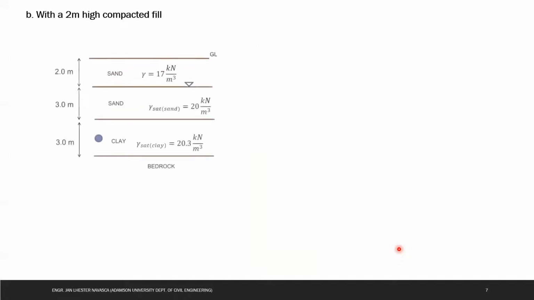Okay, so next problem. If a 2-meter high compacted fill is added to the ground surface with a unit weight of 20 kilonewton per cubic meter. That is a 2-meter fill. So imagine you need to embank or fill the ground surface with a 2-meter thick layer of soil which has a unit weight of 20 kilonewton per cubic meter.